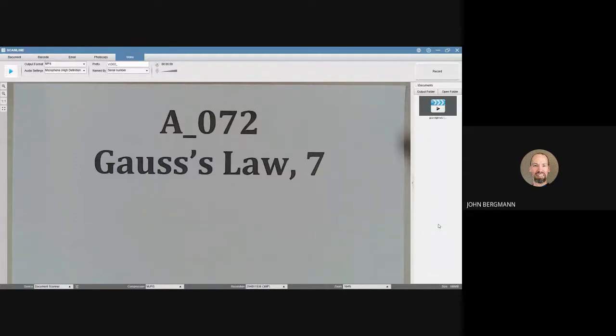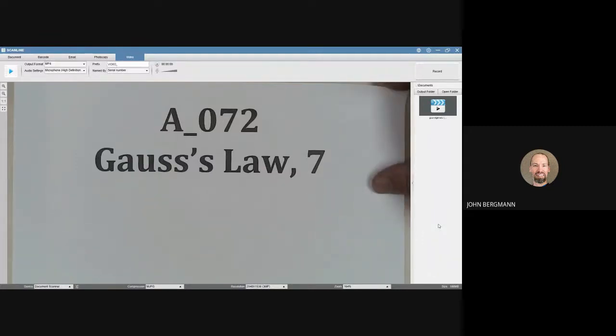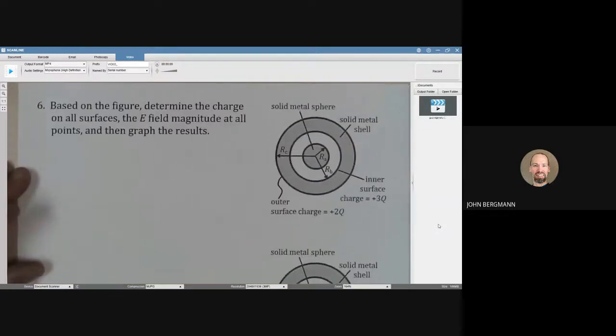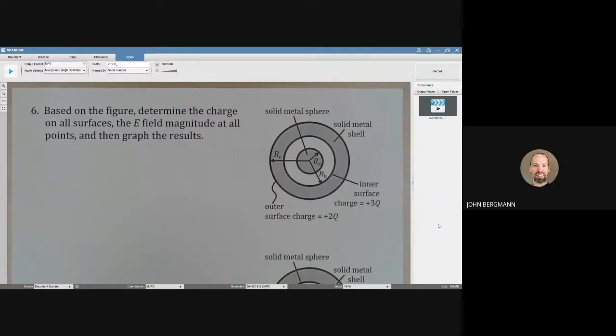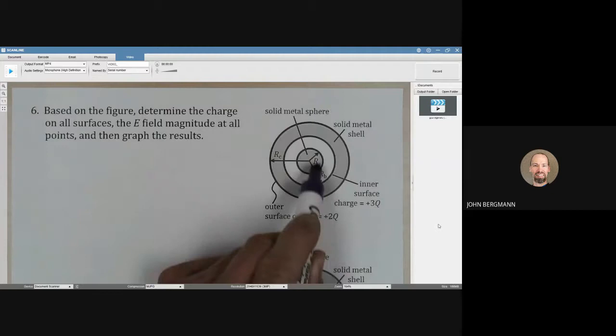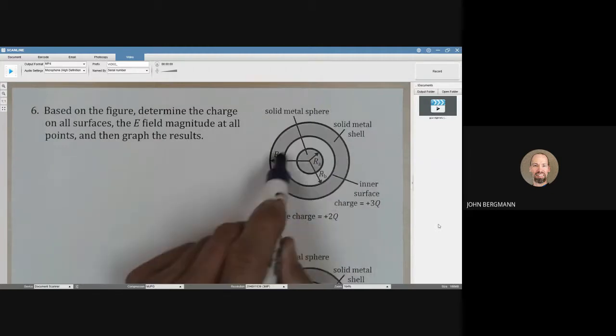We continue with Gauss's law with an example that is similar to one we've done previously, but let's go through this one quickly if we can. Based on the figure, determine the charge on all surfaces, the E field magnitude at all points, and graph the results.